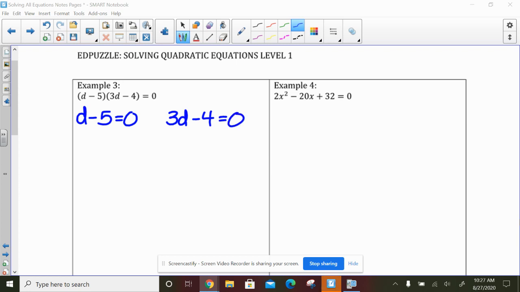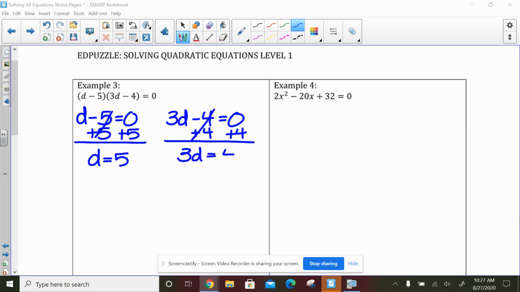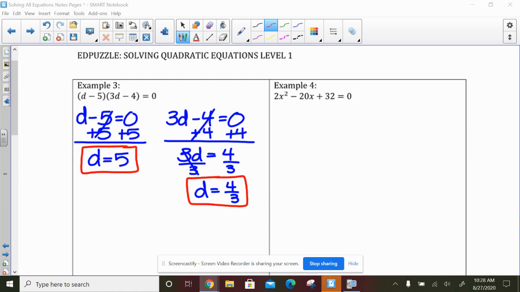Okay, so the first thing I'm going to do, we'll come back over here and solve this first one for d. So I can add 5 to both sides, and that's d equals 5. Here I can add 4 to both sides. 3d equals 4, and then divide by 3, and that's d equals 4/3. So your two values in which they cross the x-axis, or your two solutions here, are 5 and 4/3.